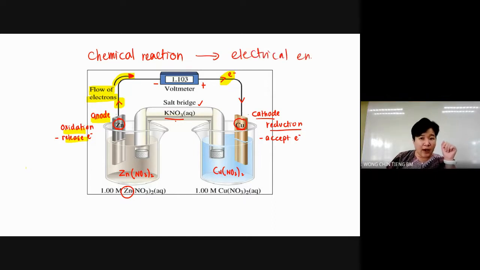That's why we are having the voltmeter. Why are we having the voltmeter? So that we can read how much energy is produced. Okay, so that is the basic of your galvanic cell. Make sure you know who is your anode, who is your cathode. Make sure you can read your galvanic cell very nicely. And of course, make sure you can draw your galvanic cell.